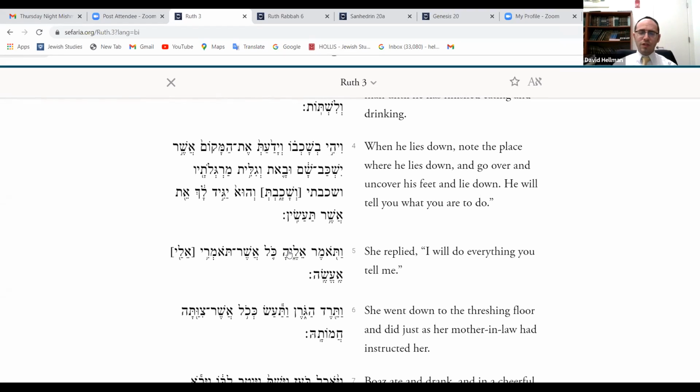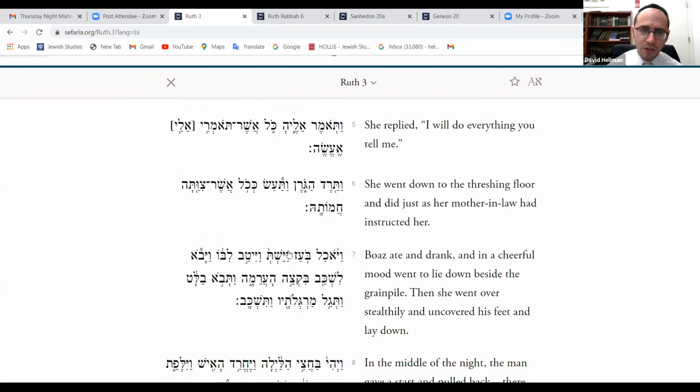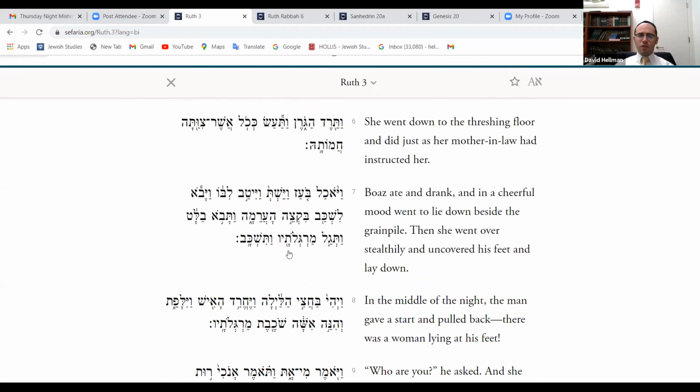V'tomar leha, and Ruth says to Naomi, kol asher tomri esel, exactly what you say I'll do. V'teret hagor, and she goes down to the threshing floor. V'task kol asher tzivat chamota, she did exactly as she was told. V'yochel Boaz v'yesht v'yitav libo, and Boaz had eaten and drunk, and his heart was good. That means there was some alcohol. V'yavo lishkav b'ksei ha'arema, and he went to lie down at the edge of the pile.